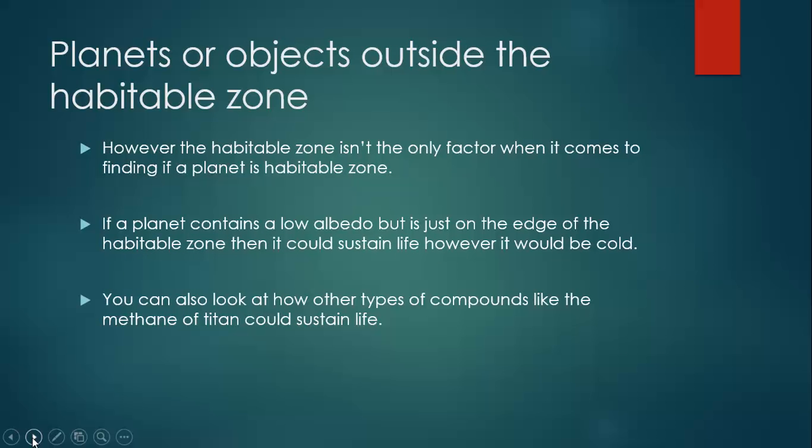Planets outside the habitable zone. However, the habitable zone isn't the only factor in a planet's life. You have to look at the other ways an organism or species could live without the presence of water, or even oxygen.